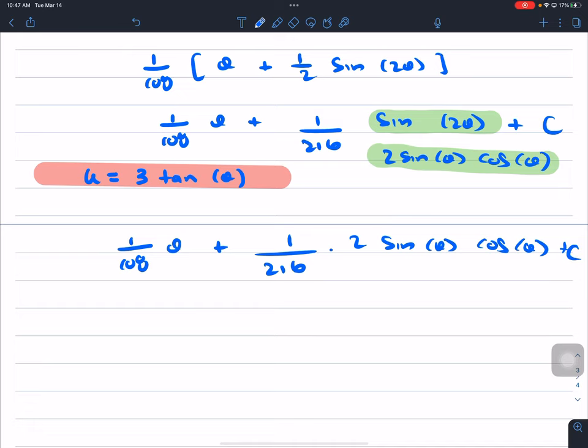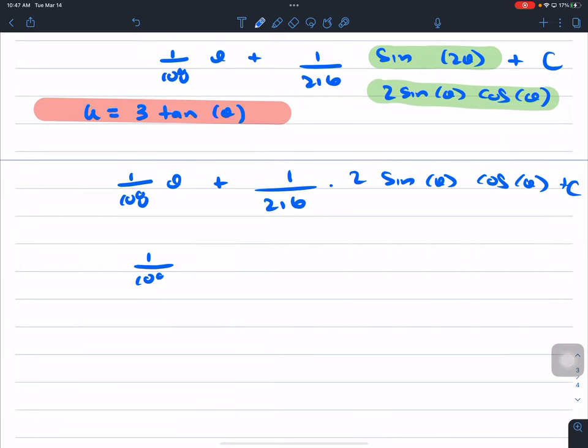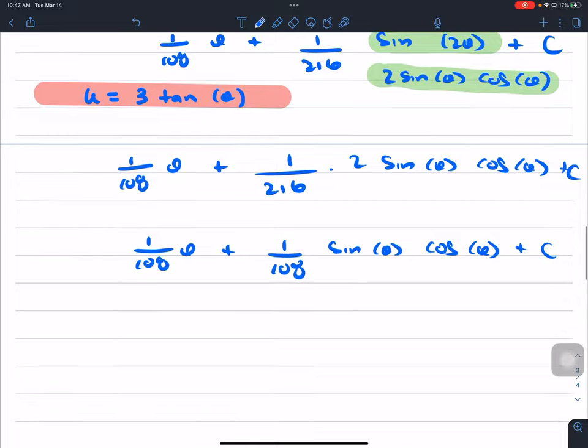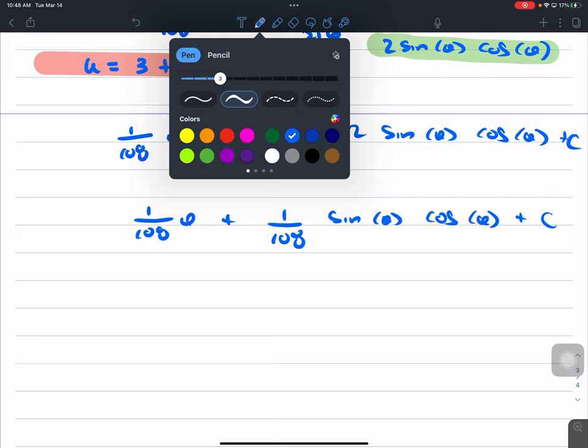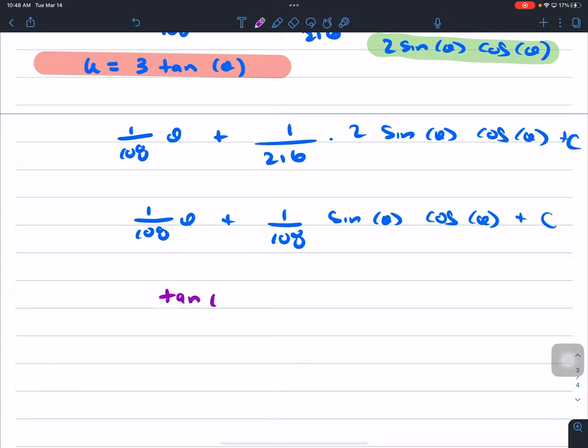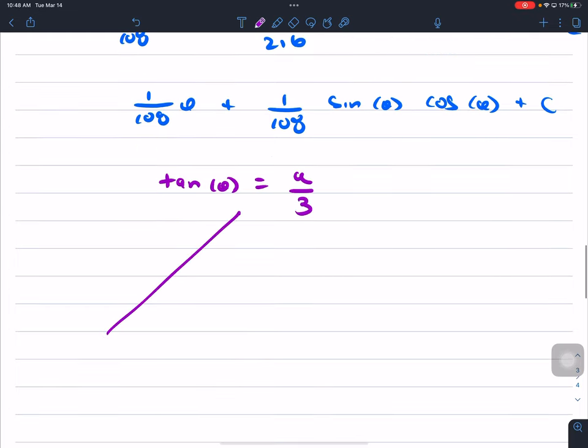Okay. Plus c. And now we say, isn't that 108 theta plus, I think this is going to be again 108 sine theta cosine theta plus c. Because remember, we have to use u as 3 tangent theta. We're going to have to create that right triangle here. Because what that means is tangent theta will be what? U over 3. Opposite over what? Adjacent.